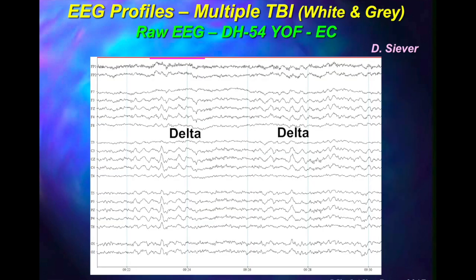Now, when we look at this, notice the large delta waves that are showing up in this recording. You can see them there. And notice that otherwise everything is very flat. There's really no alpha to speak of, and there's really no beta to speak of as well.